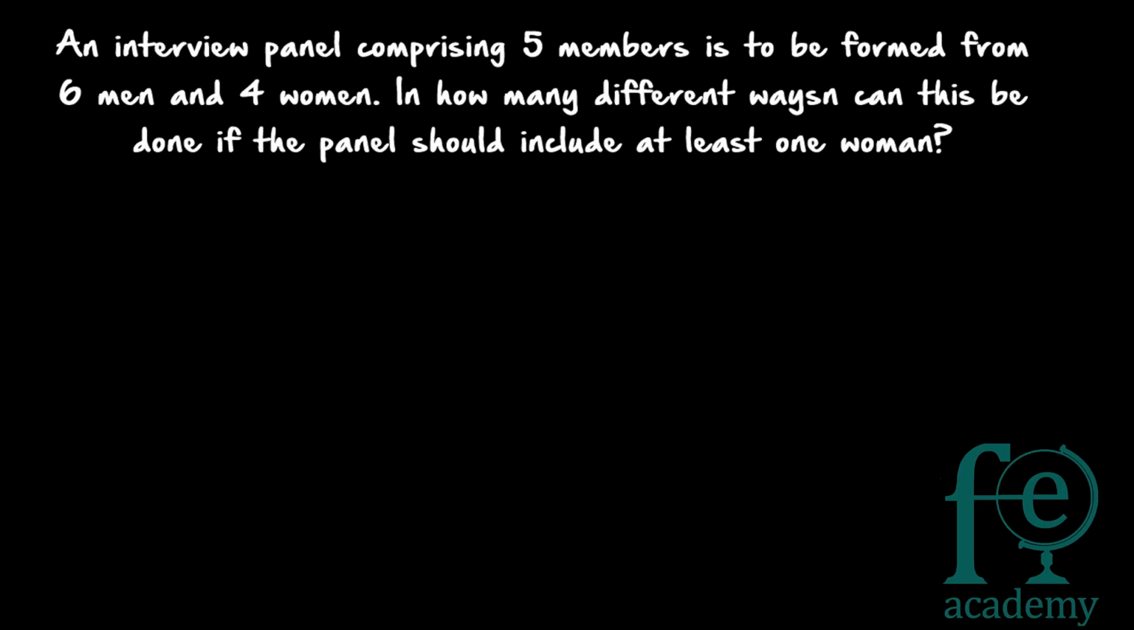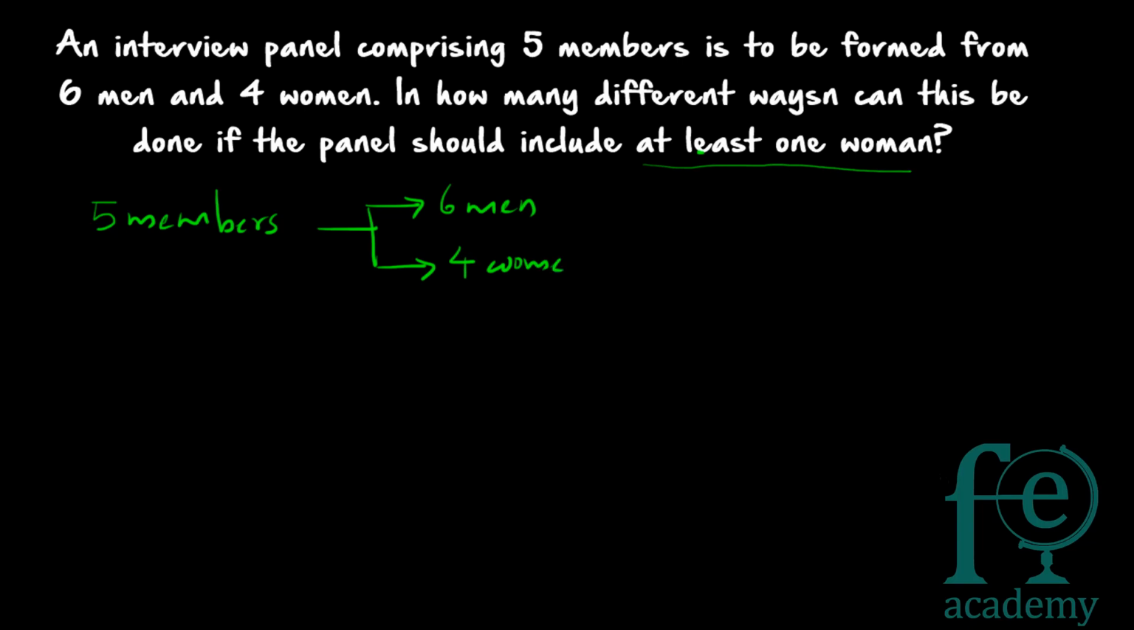Second question, an interview panel comprising 5 members is to be formed from 6 men and 4 women. In how many different ways can this be done if the panel should include at least 1 woman? Okay, so what is the given question here? There is an interview panel. An interview panel comprises of 5 members, and this interview panel is to be selected from 10 members. And how are these 10 members? We are having 6 men and 4 women. So from these 6 men and 4 women, you have to select 5 members for the interview panel. So in how many different ways this can be done? The condition is that the interview panel should include at least 1 woman.